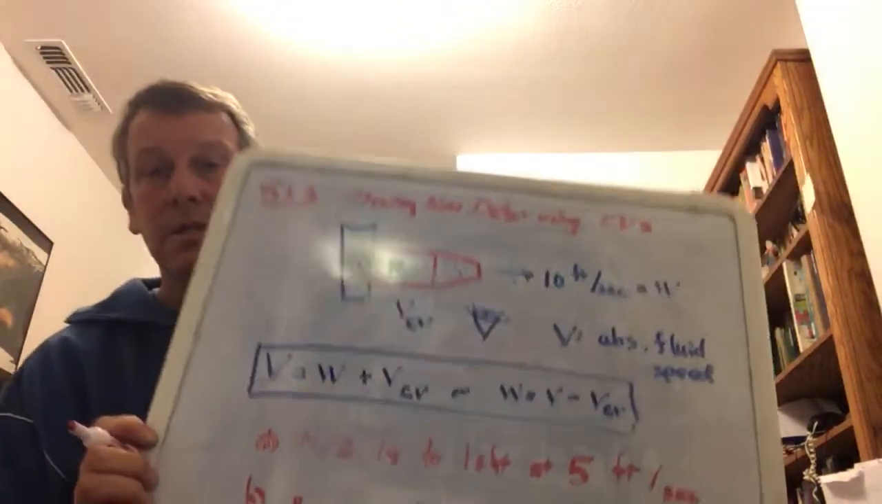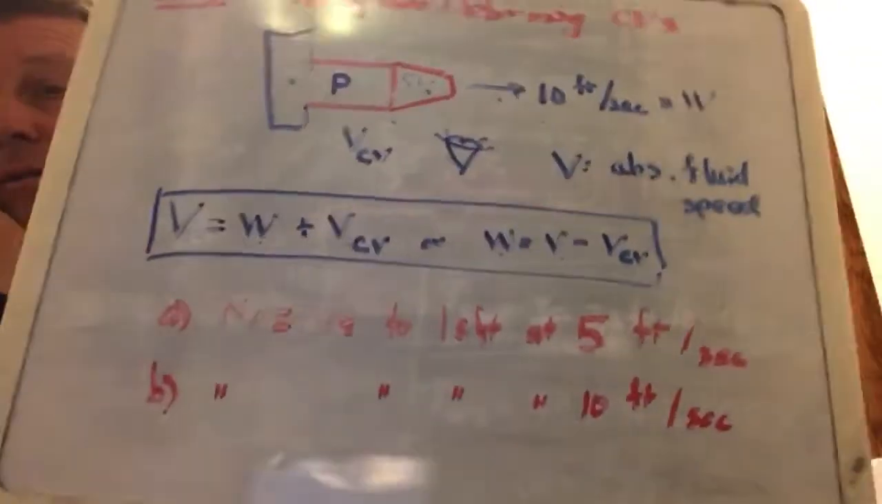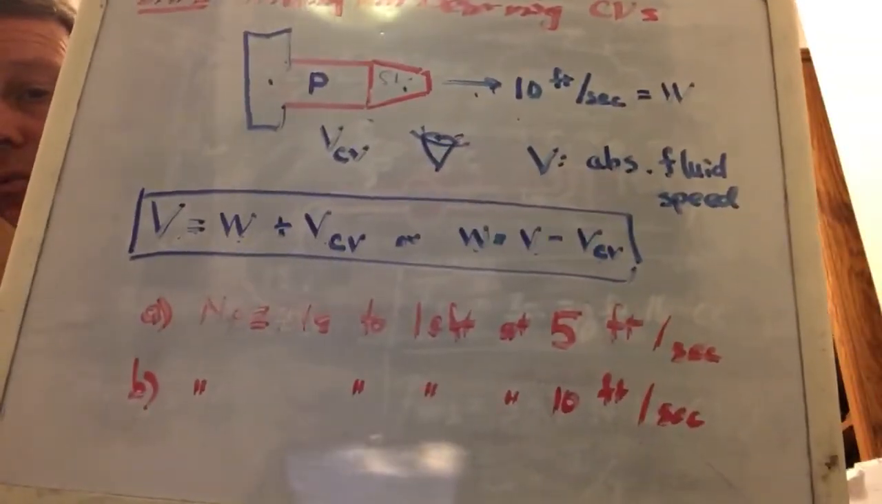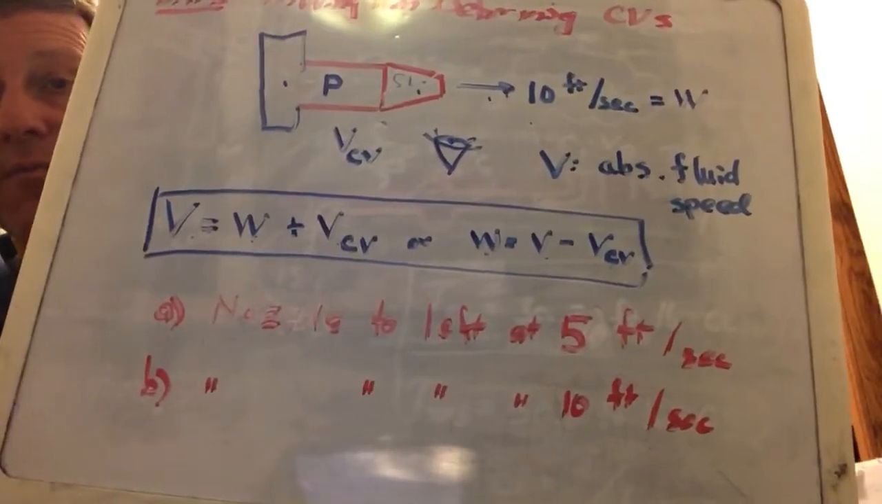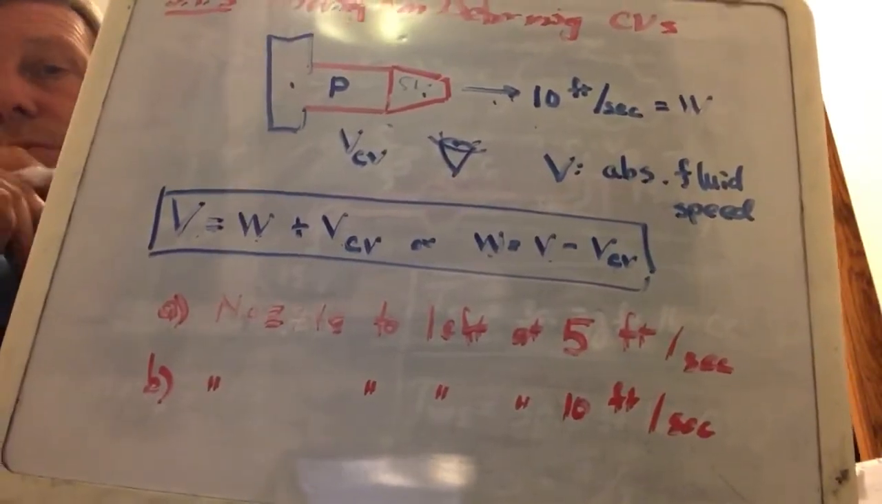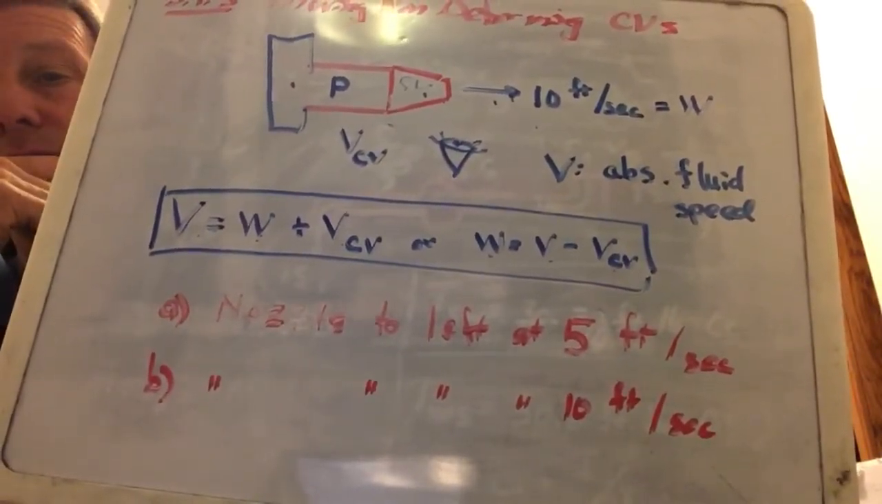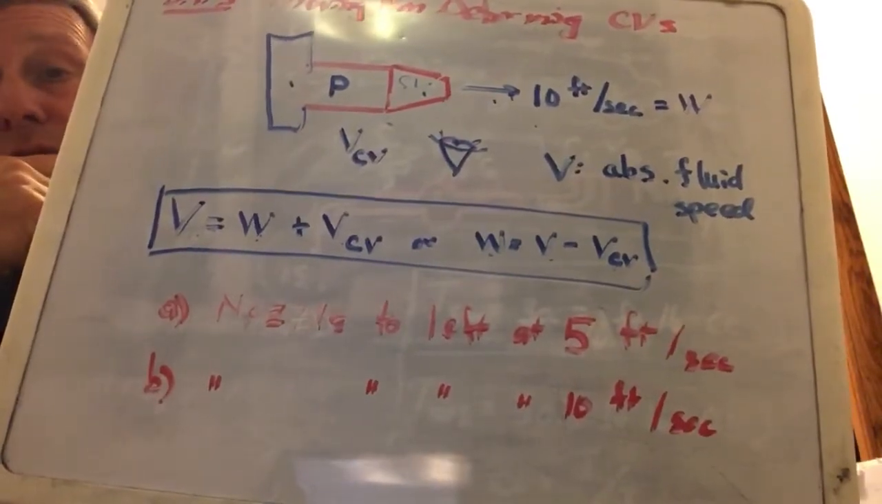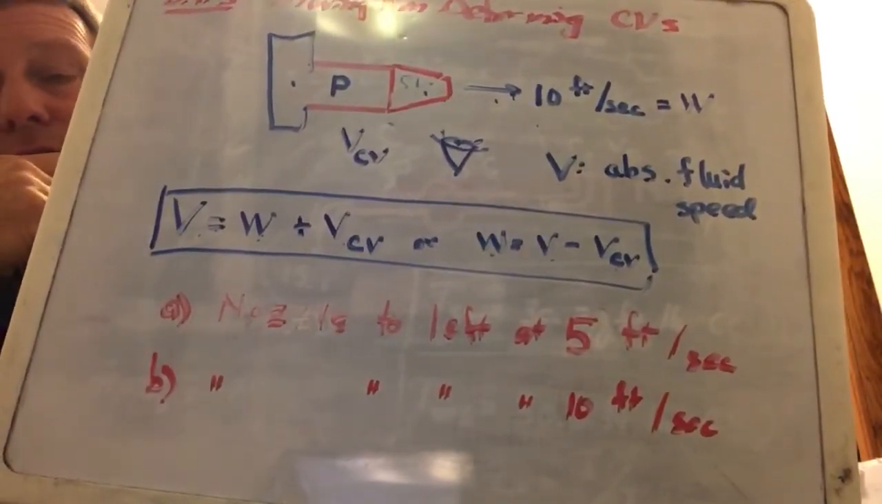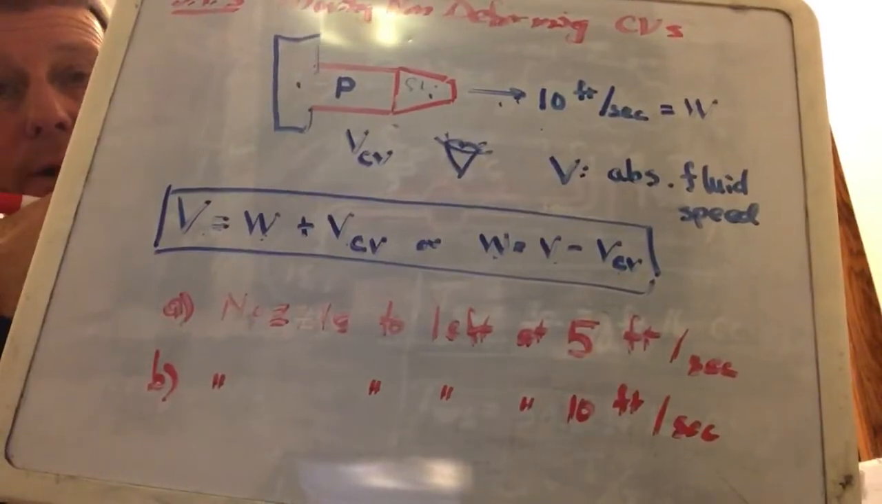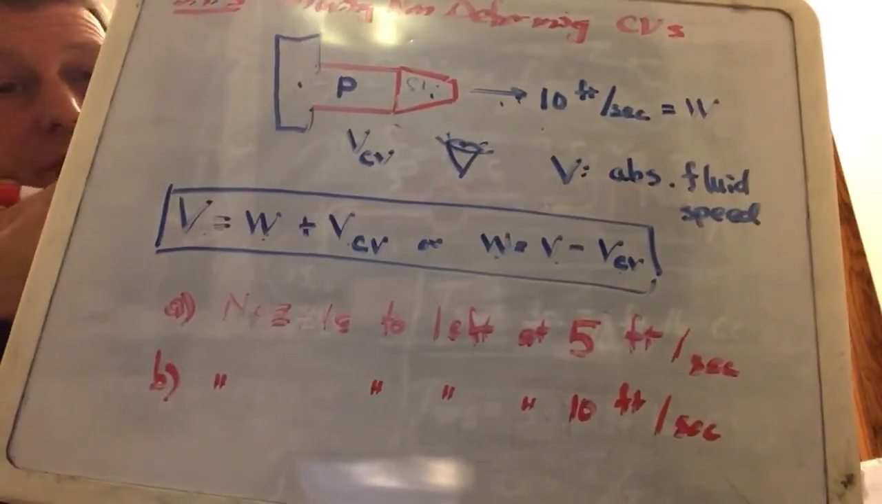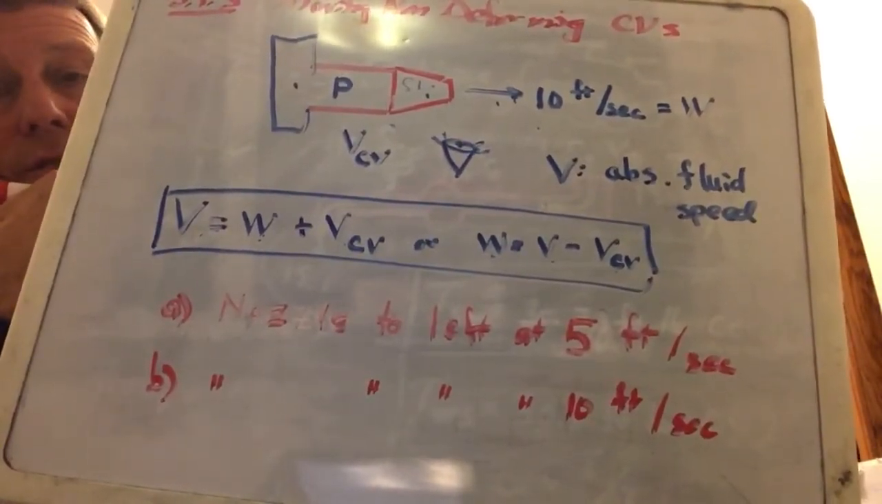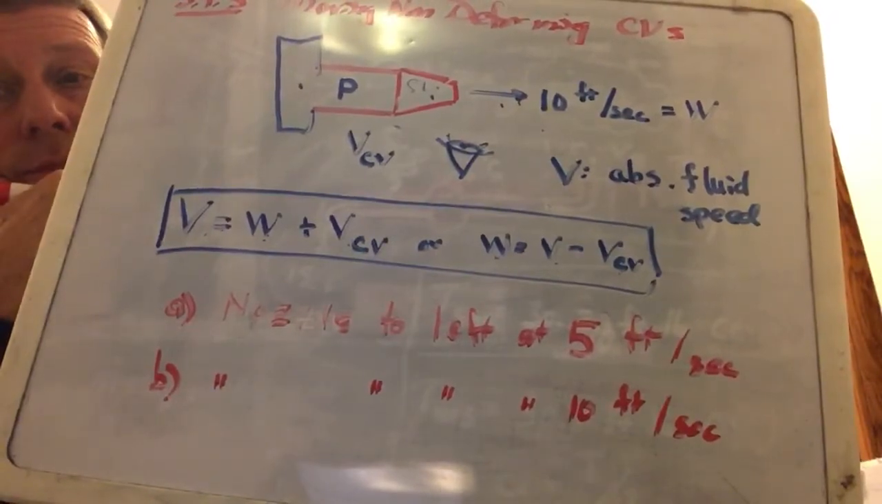Okay, so looking at that picture above, what if the nozzle was moving to the left at 5 feet per second? How fast would the water appear to be moving to you? And then part B is, what if the nozzle was moving to the left at 10 feet per second? I'll let you think about it for a second. If you want to pause and write down, freeze the screen and come up with your answers, go for it.